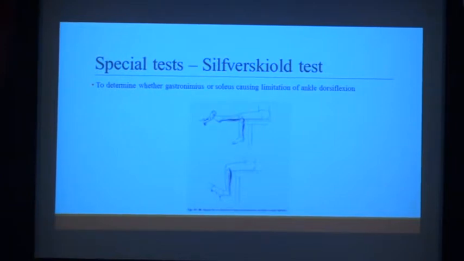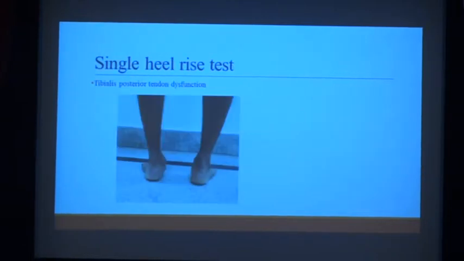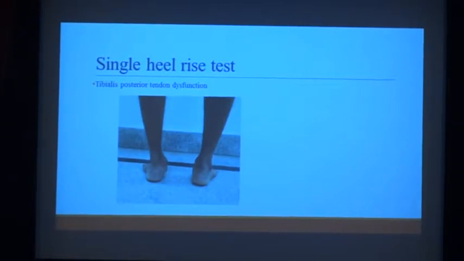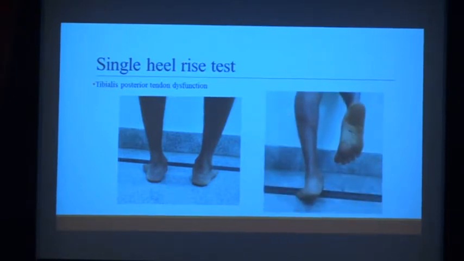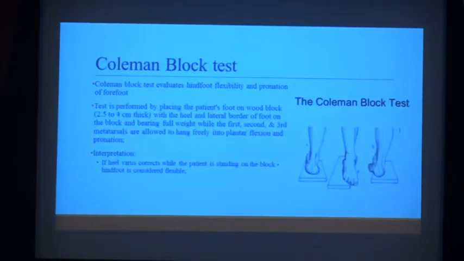The special test to determine whether the gastrocnemius or soleus is causing limitation of the ankle dorsiflexion, Silfverskiöld test, we described yesterday very well. The tibialis posterior tendon stability, you do a single heel raise test. That's more common, where the patient cannot do the single heel raise, where the other leg is off the floor, and the patient has to go on a single heel. So he will not be able to go, and the foot will move into valgus.